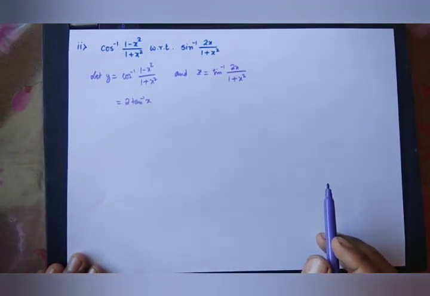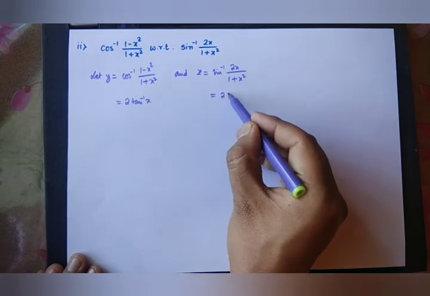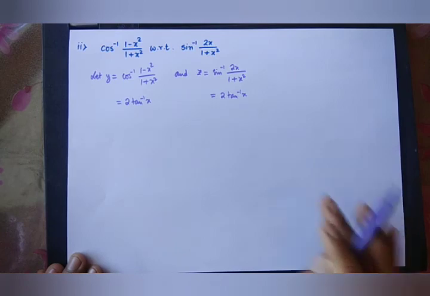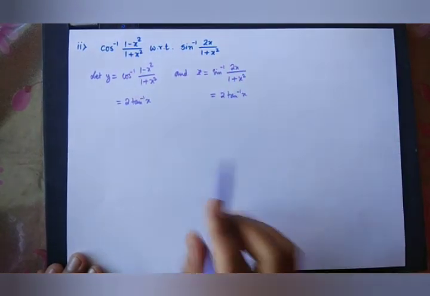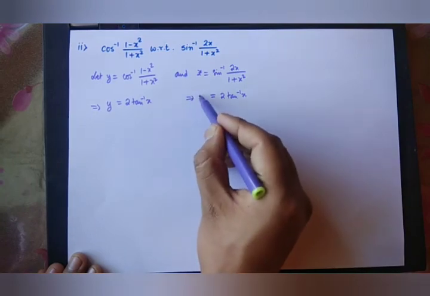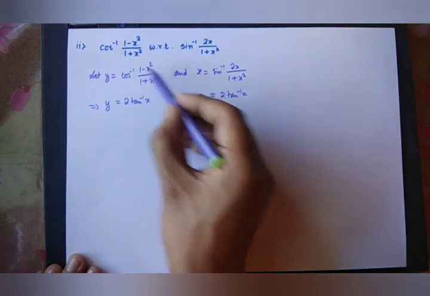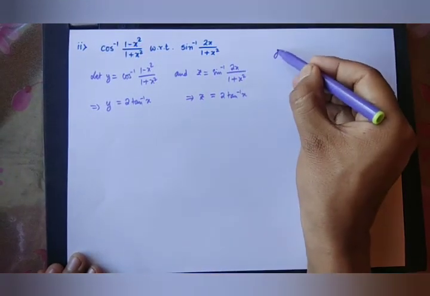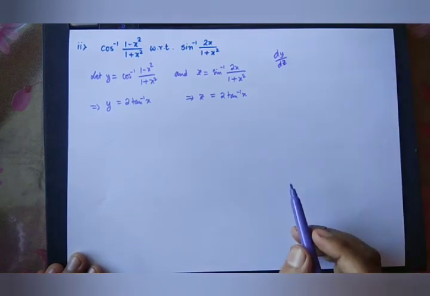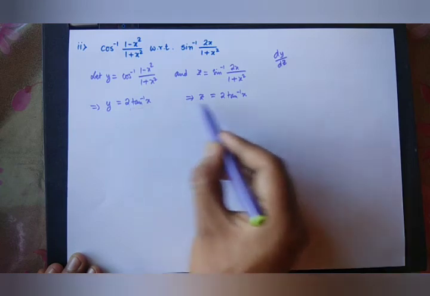You can refer to that chapter to look at the formula, and similarly this will be equal to 2 tan inverse x. So both are equal, right? We have y equal to this much, and similarly z equal to this much, and we want to differentiate this with respect to this. That means we want to find dy by dz. So we clearly see that this is also equal to z.